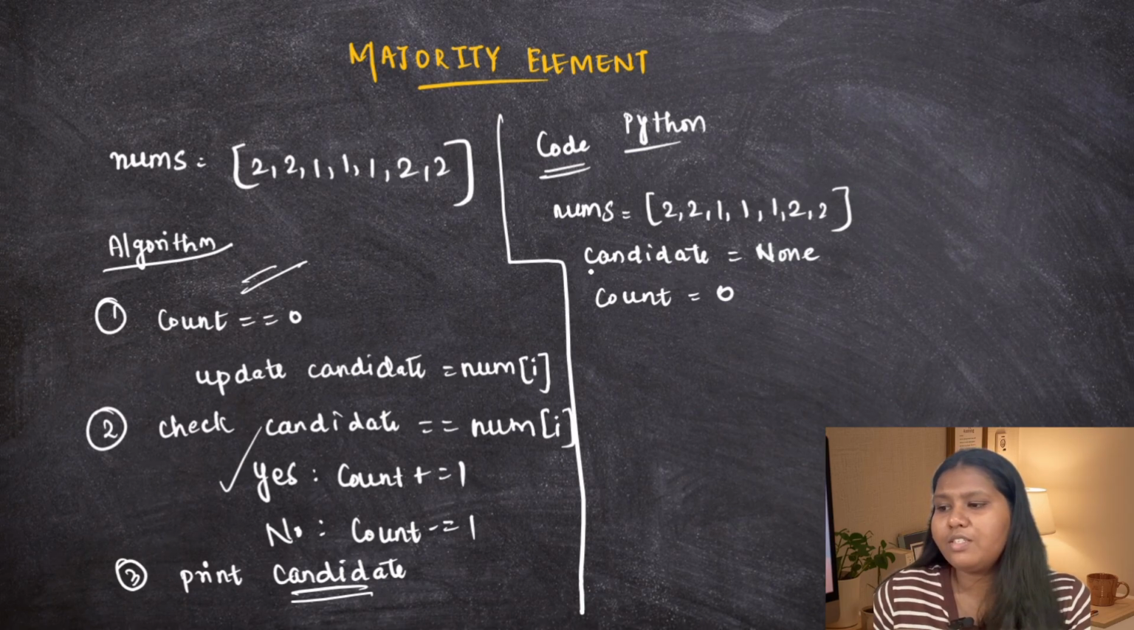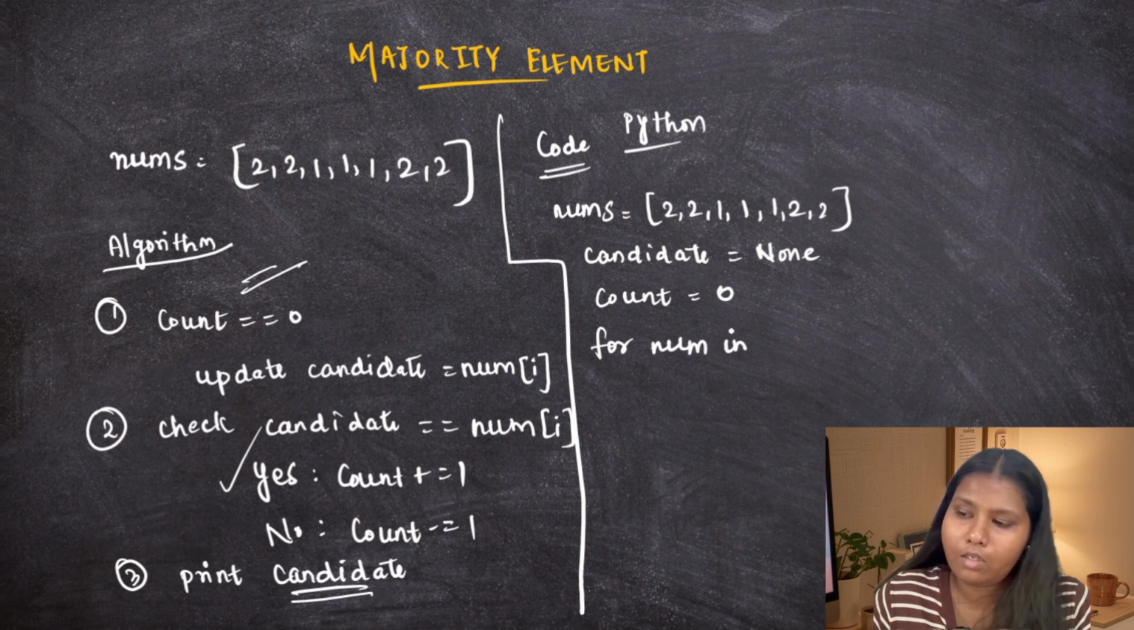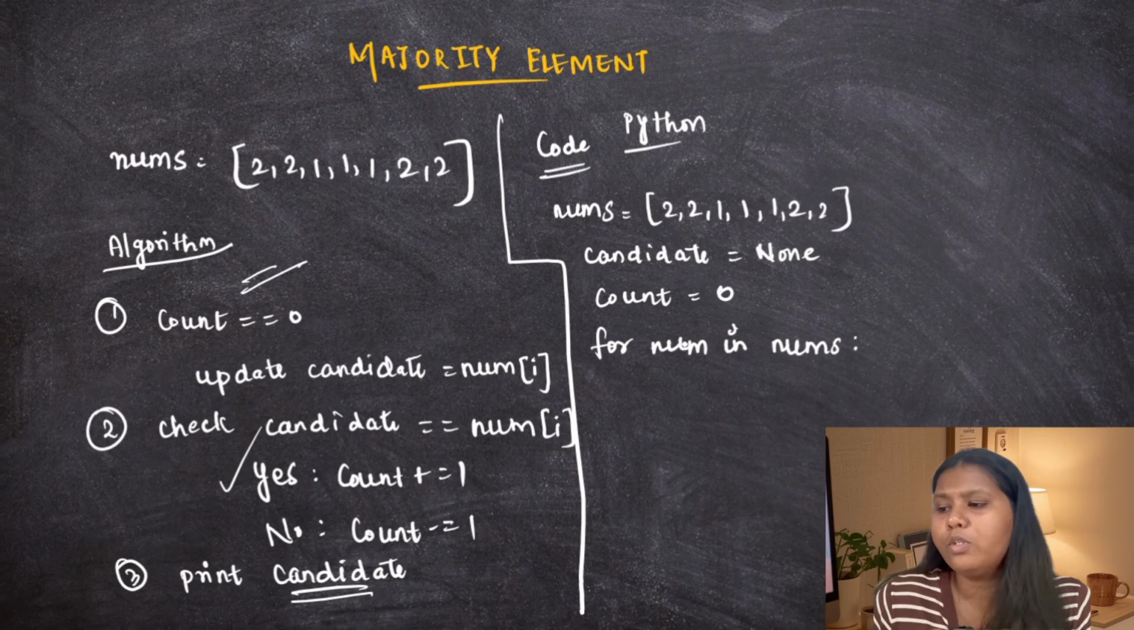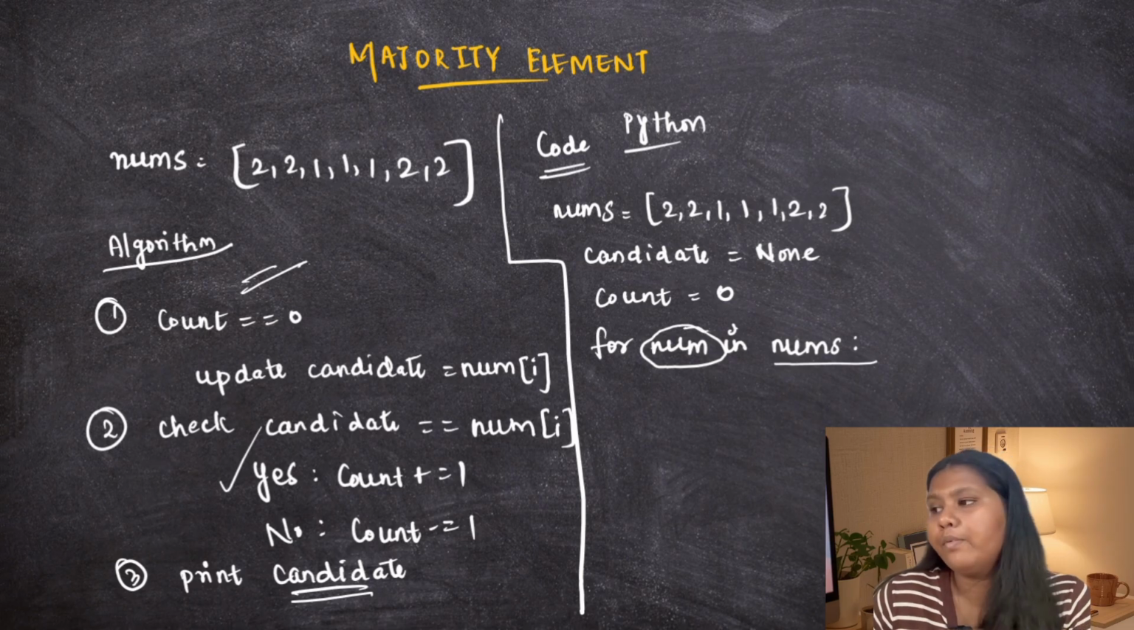So I have initialized candidate to None, count to 0, and now I'm going to start traversing the array. So for num in nums, what this for loop does is, it takes each and every value from this nums array and temporarily stores that in the variable called num until you complete traversing the whole array. That's what this for loop does.